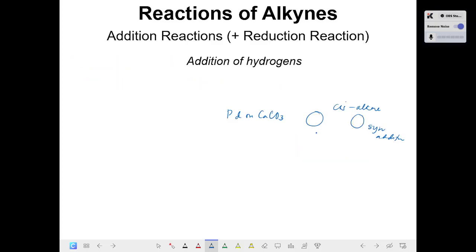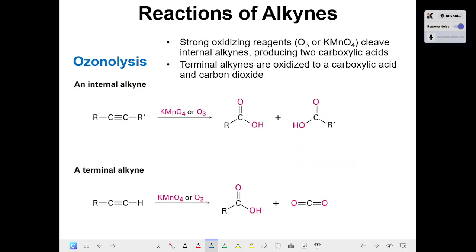Okay? Last two slides natin is on ozonolysis. So, this is also called your oxidative cleavage. So, when we say cleavage, you are cutting the molecule. Okay? And oxidative, kasi you are using here oxidizing reagents. So, strong oxidizing reagents such as O3, this is ozone, yung ating nasa ozone layer, and or KMnO4, this is potassium permanganate, will cleave internal alkynes.